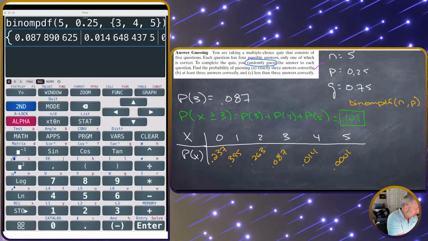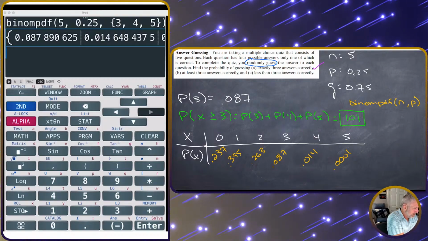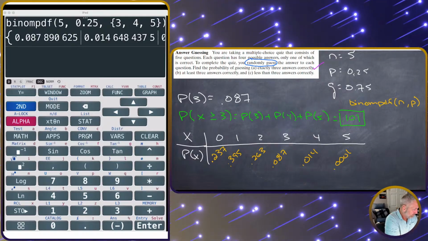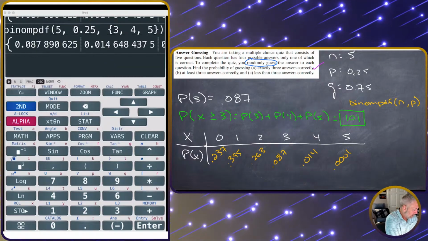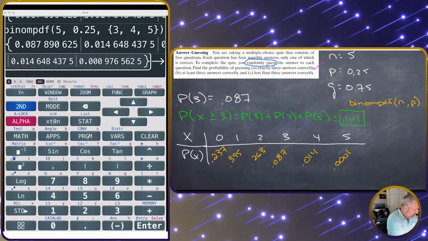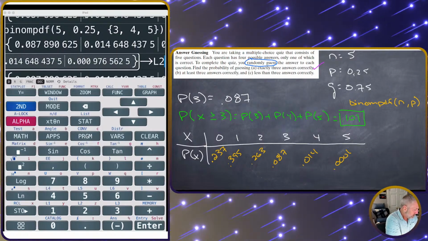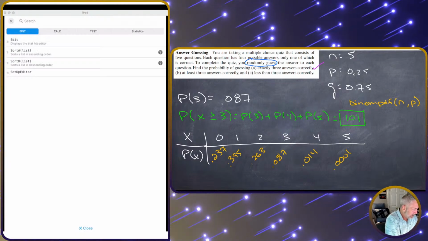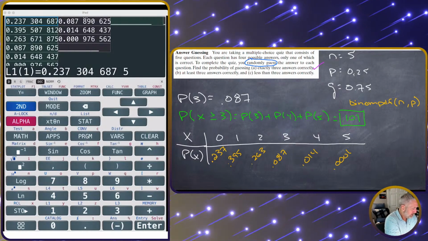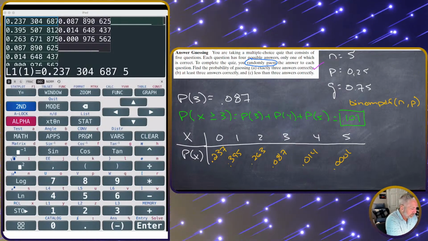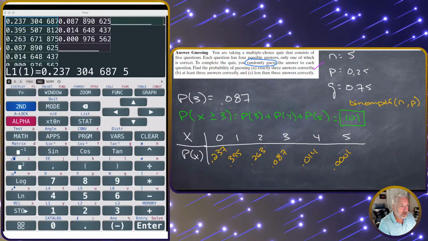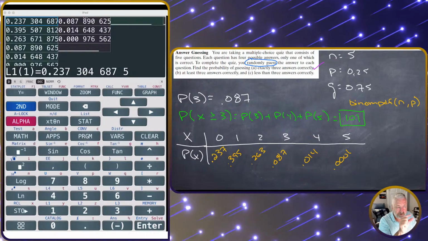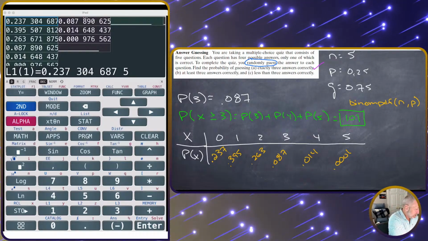So I've got 0.087, which I have on my table. Let's see if it'll allow me to scroll across. It doesn't appear to. So what I'd like to do with these, I'm going to do just like we did before. I'm going to go store, and I'll go second to, I'll store these to L2. There you go. Now when I go into stat, edit, when you go into L2, if you look over there, 0.087, 0.014, 0.0001.